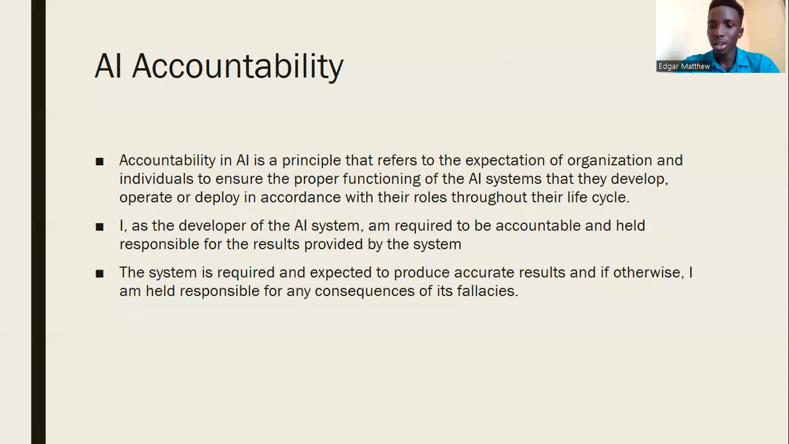Accountability in AI. So when an organization or an individual develops an AI, it's their job to take full responsibility for the actions or the results of the AI, in that if it makes wrong decisions, the developer is the one to be held accountable. In this case, since we're dealing with human life, we're dealing with something very critical. We, the developers, are to be held accountable in case a wrong diagnosis is made by the AI. And yeah, the system is required and expected to produce accurate results, and otherwise, we're held accountable.